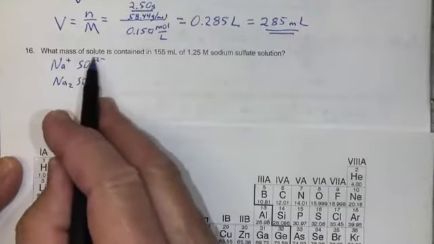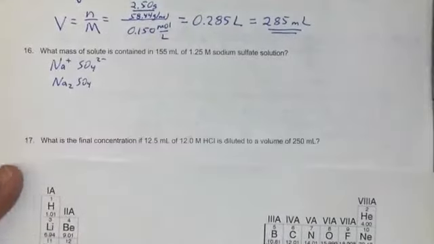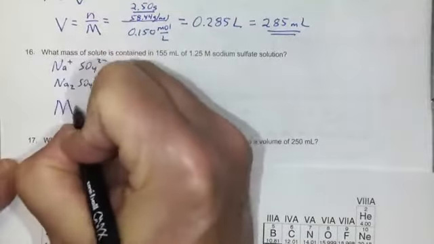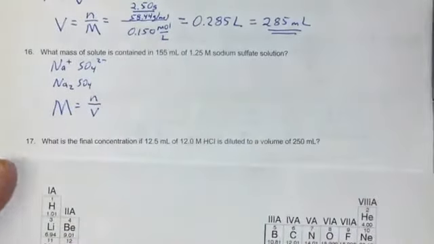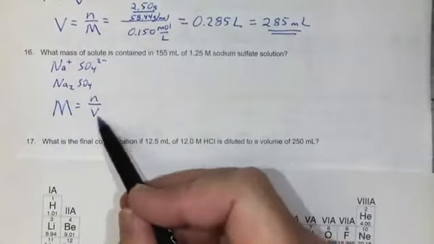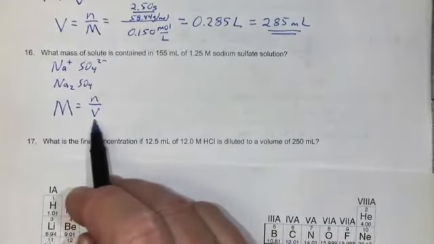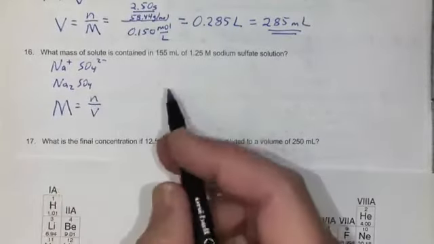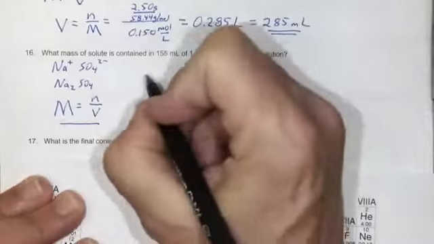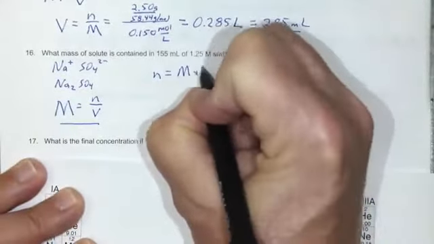This says what mass of solute is contained in this much. Now here's the definition for molarity. Molarity is the number of moles per liter. It's the moles of solute per liter of solution. Molarity is N over V. Notice that we're given the volume, 155 milliliters. We're given the molarity. We're not given the number of moles. So we can rearrange and solve for the number of moles. The number of moles is equal to molarity times volume.